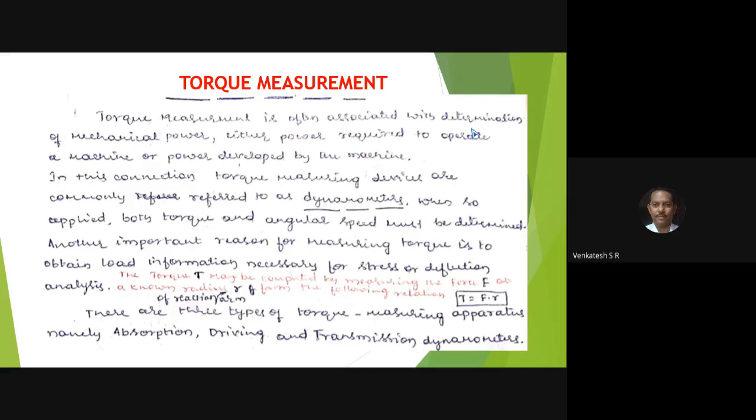Maybe four answers are given. The correct answer is dynamometer. How do you measure? Torque T equals force F into the radius of the reaction arm. Or you can measure the radial distance in meters and the force in kg. T equals force into R. T equals F into R.